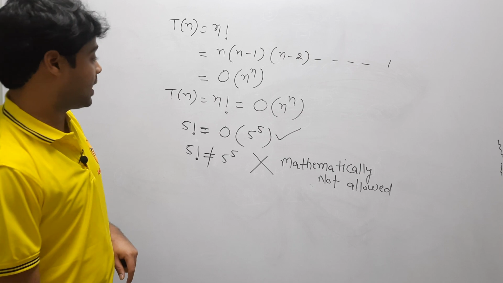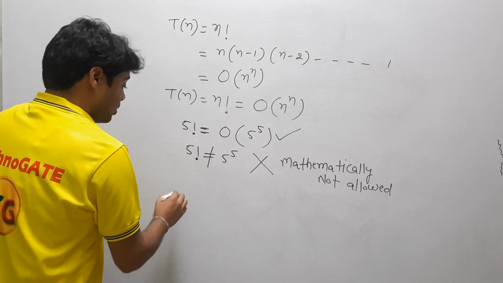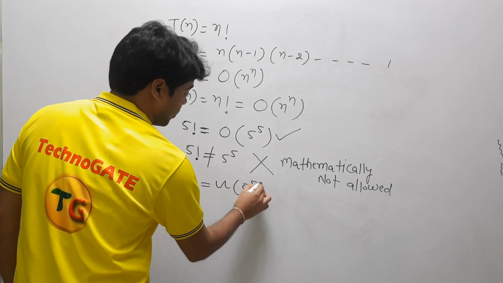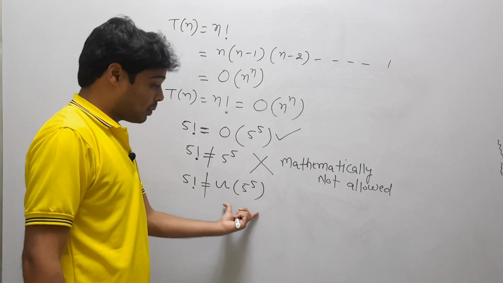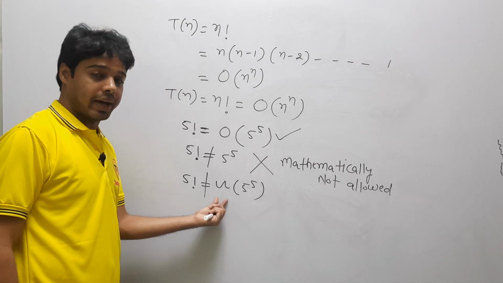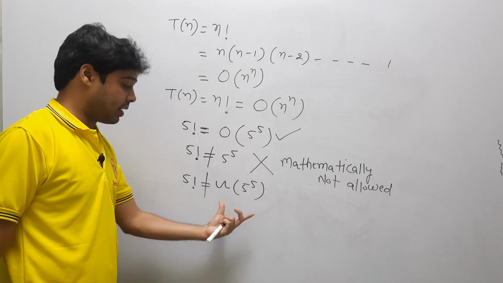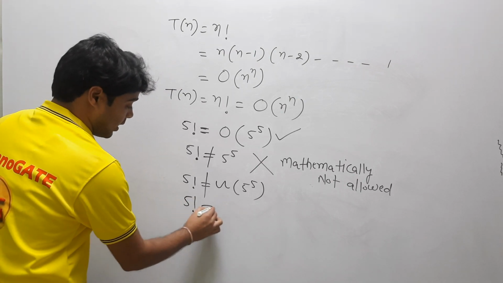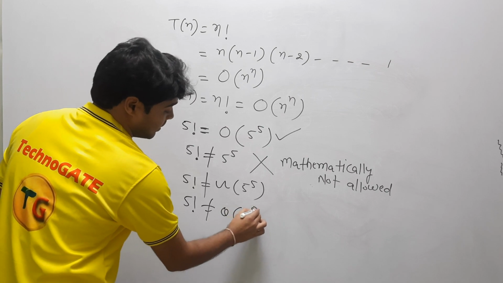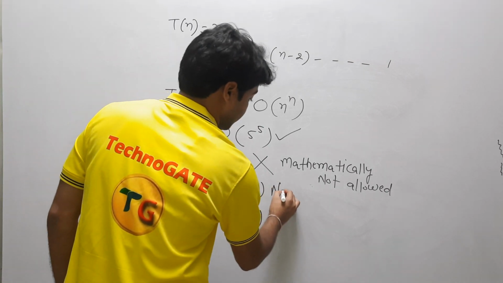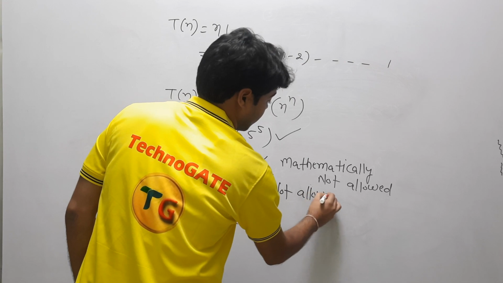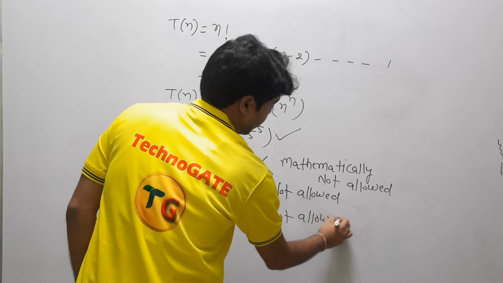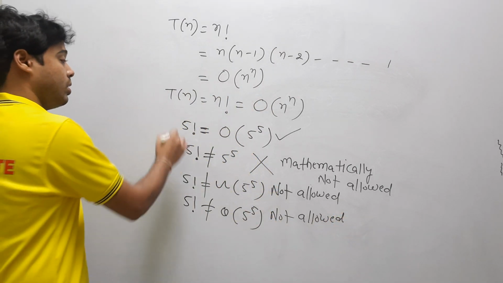Now, suppose that 5 factorial is omega of 5 raised to power 5. No, not possible, because this must be a lower bound on this one. If we are using omega, this must be a lower bound. So it is not possible here, because this value is higher than this one. Not allowed here. And theta is also not allowed here. Theta means exact, so it is not allowed here either. This one is not allowed here.